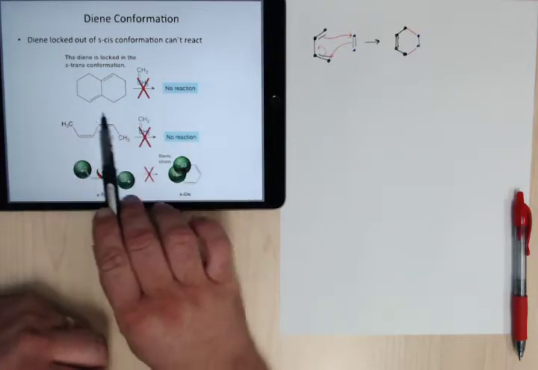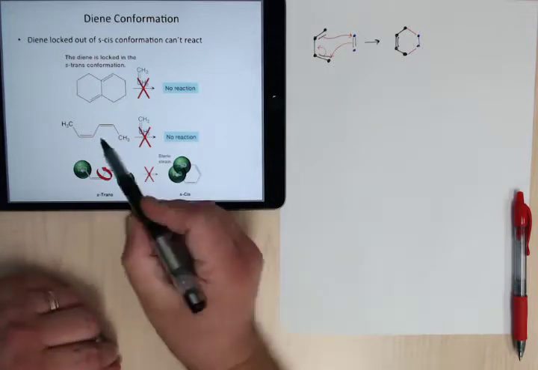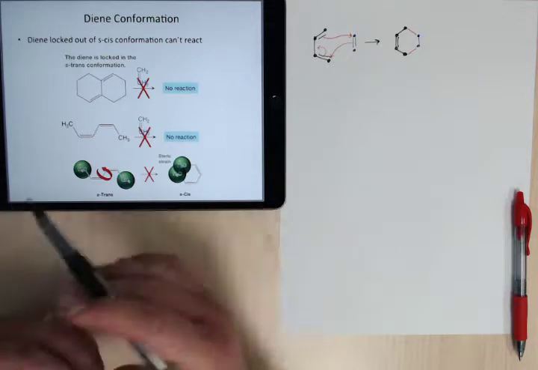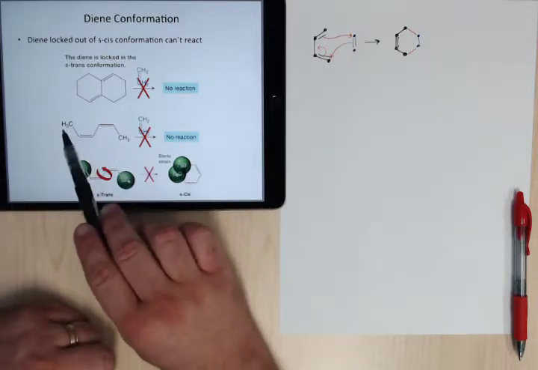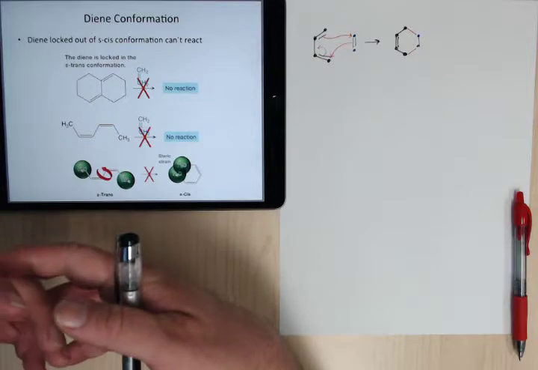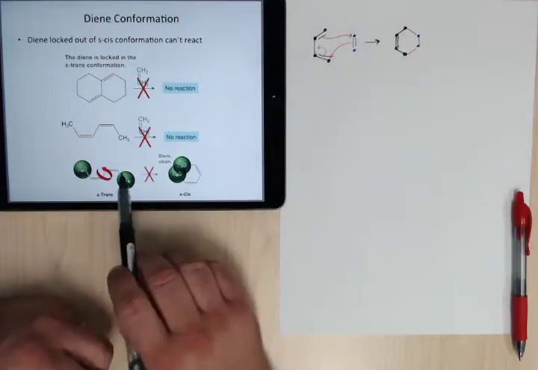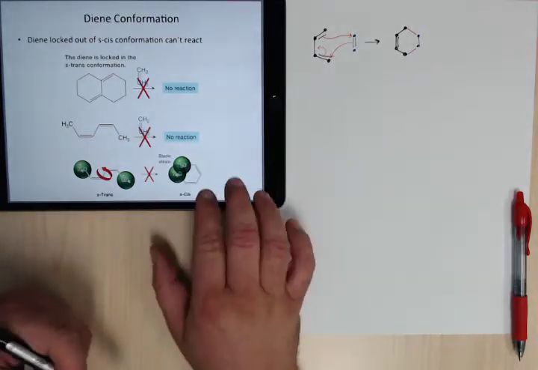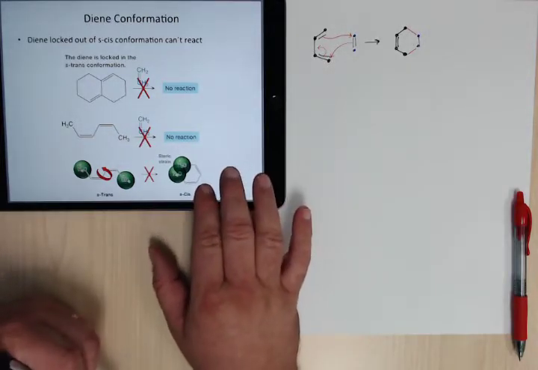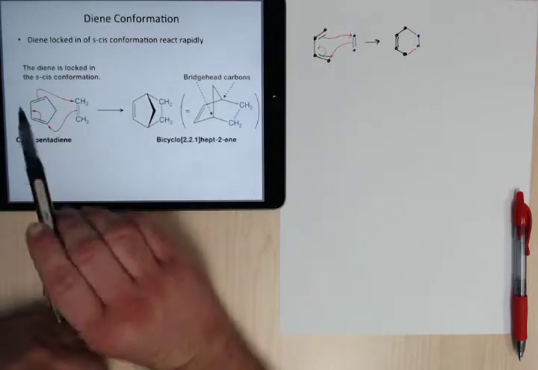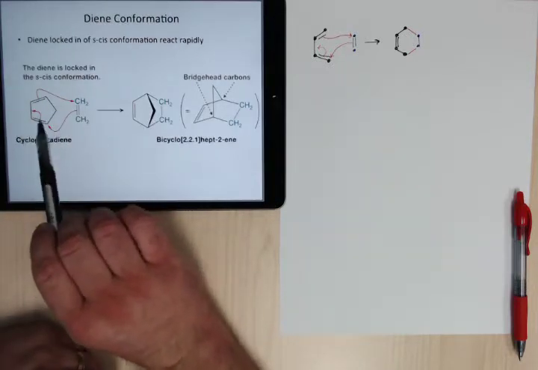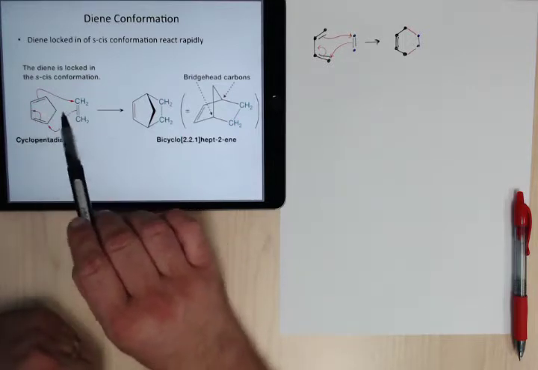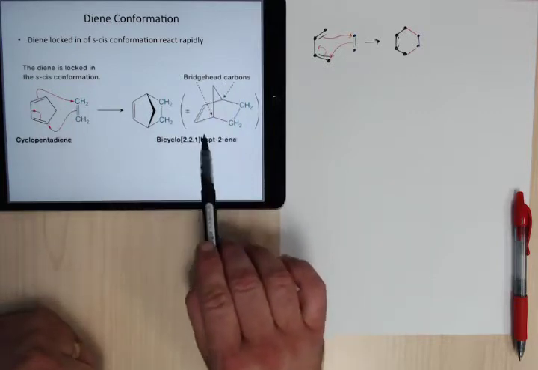Here, it's going to be really, really slow because while it can rotate around this double bond, when it does that, these two methyl groups are going to be coming together and really knocking heads. And so it's going to take a huge amount of energy to get it into this configuration to do the Diels-Alder. It will happen, but really, really slowly. But if it's locked in the s-cis configuration like this, it goes very rapidly.